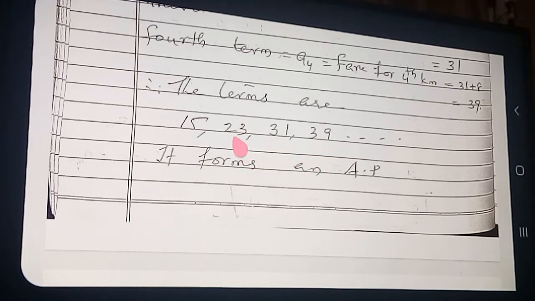What is the reason? Here you see the common difference. You find out 23 minus 15. How much is coming? 8. 31 minus 23, how much is coming? 8. 39 minus 31, how much is coming? 8. The common difference is the same, no? Therefore it forms an AP. Here the common difference is the same. Therefore it forms an AP. Okay.